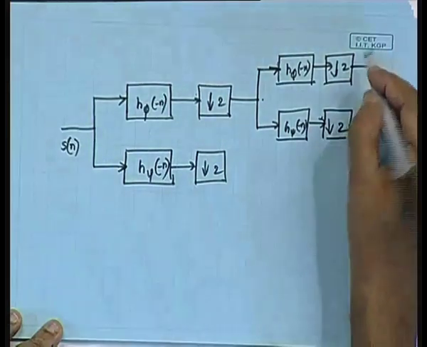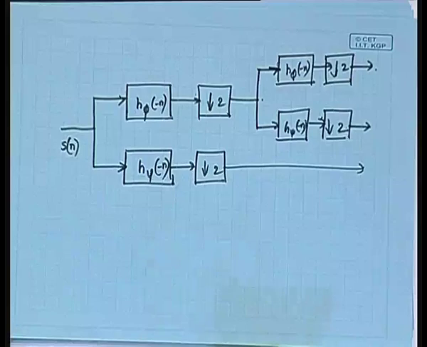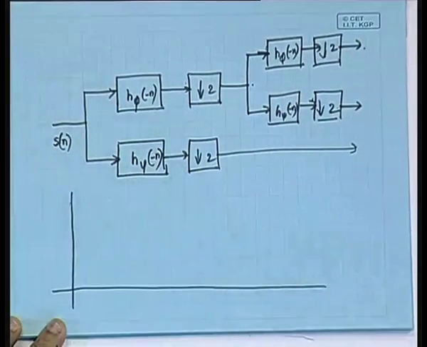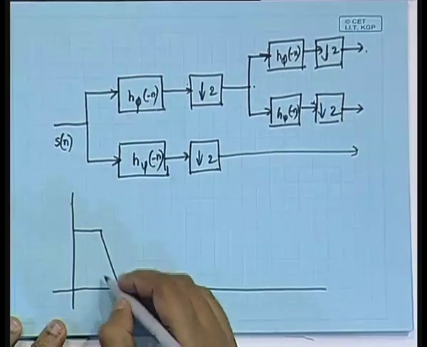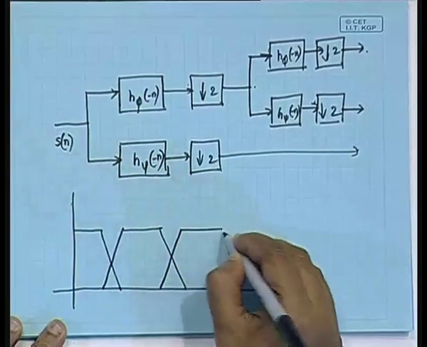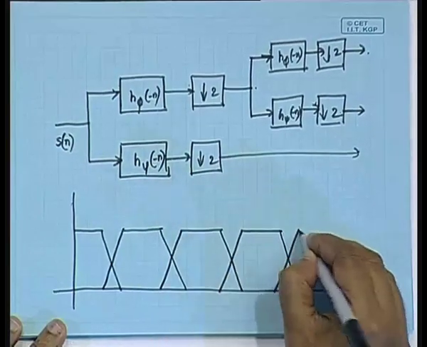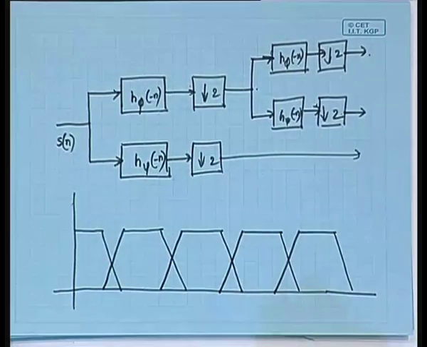So, it is possible for us to obtain such a bank of analysis filters. And in terms of the frequency response, the plots would be like this: if this is the low pass filter, this is the next band, this is the next band. So, the low pass filter and a bank of band pass filters can be realized using a system like this, right.